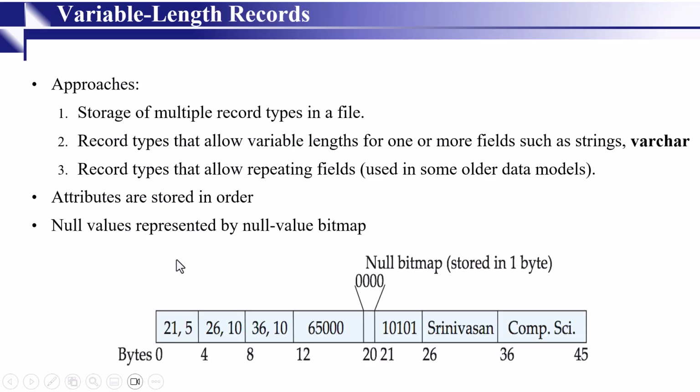Moving on to variable length records, we see they offer more flexibility. There are three main approaches that you can see here. First one is storing multiple record types in one file. Second one is allowing fields like strings to vary in length and supporting repeating fields, which was common in older systems. So in here, attributes are stored sequentially and null values are tracked efficiently using a bitmap. For example, here you can see we have some information stored, and this 0000 indicates a null bitmap.